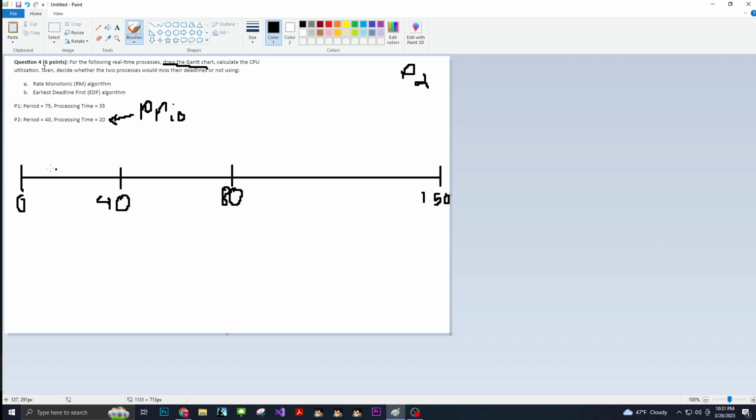Then obviously we want to do another halfway point just because the second process executes every 40 time units, so we want to account for that. And then this one is 120. All right. So these two processes start at 0. But obviously, only one of them will execute at 0. That is where the whole priority process comes into play. Since P2 has the higher priority, that is going to be the one that gets executed first. And that gets executed for a total of 20 time units.